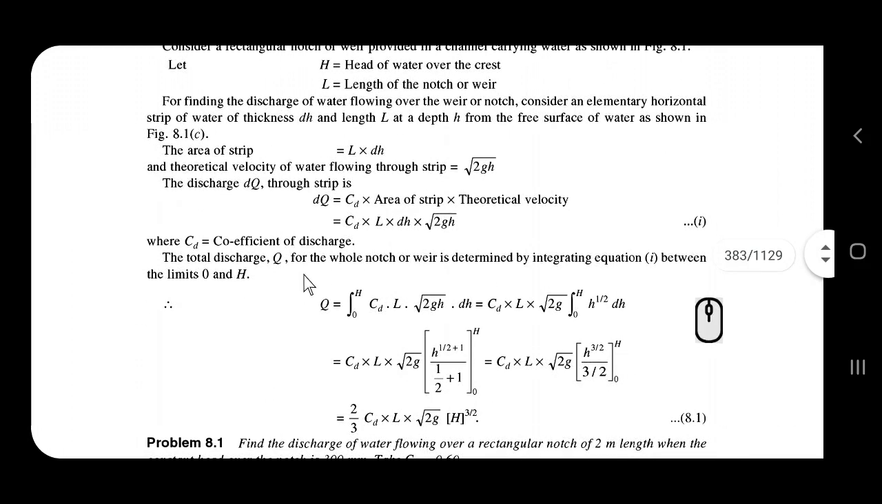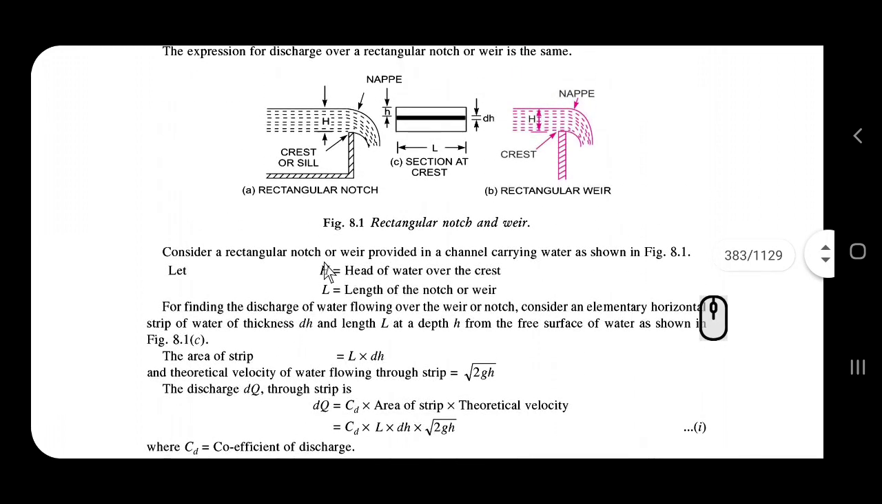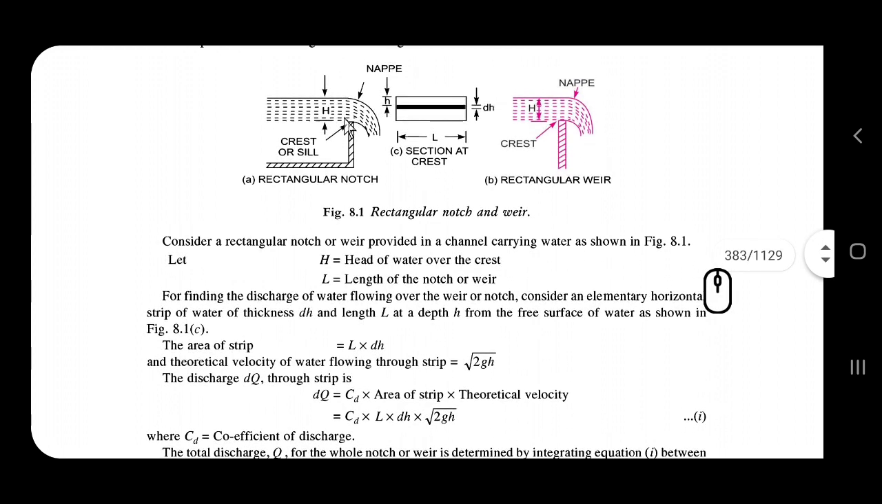So in order to get the whole notch or weir discharge, the total discharge capital Q, we are going to integrate dQ. So integrating dQ, that is the integral from 0 to capital H. There is a limit for integration, since capital H is the height of the nappe above the sill or crest of the weir, that is marked in this figure and this figure also.